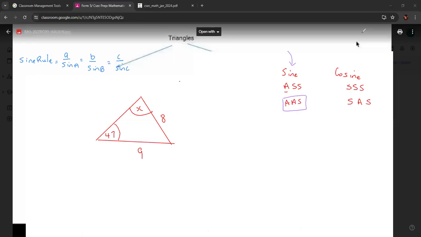All right, so let's say they gave us this one. Now you know it's a non-right angle triangle. So you know it's either the sine rule or the cosine rule. How do we know which is which? You look at what is given. The values that are given, the actual numbers that are given. So for this one, they gave us an angle and 2 sides.